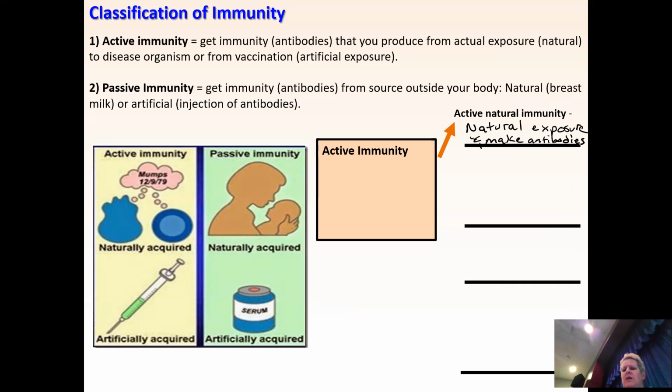The other form of active immunity is active artificial. Any ideas what this would be? Your body does the work to make antibodies, but what was your exposure? Vaccination. All right.